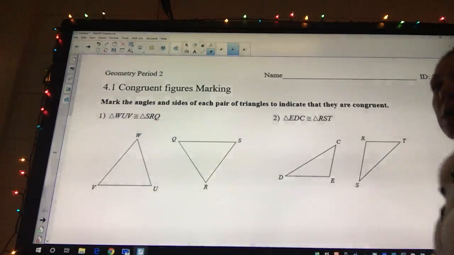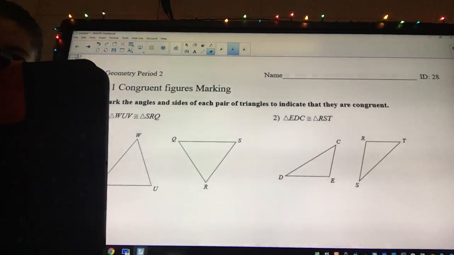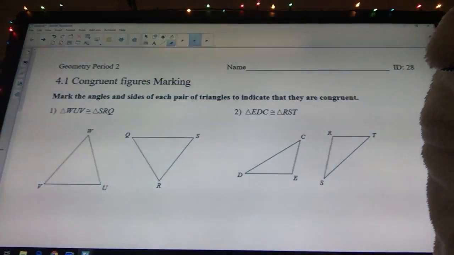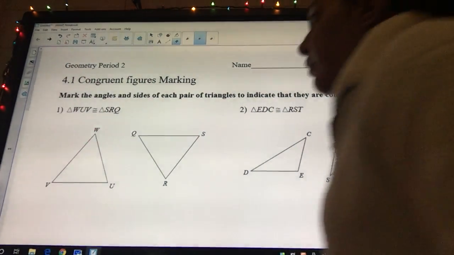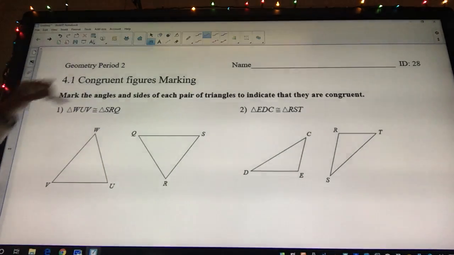is just marking those angles, okay? So if you look at number 1, because I'm going to do all the odd ones today. And I'm going to show you kind of not really a cheater way, but a faster way of figuring out what goes to what, okay? And some of you guys have probably already figured it out from yesterday. Okay, so if we look at 1, all of these letters kind of match up.